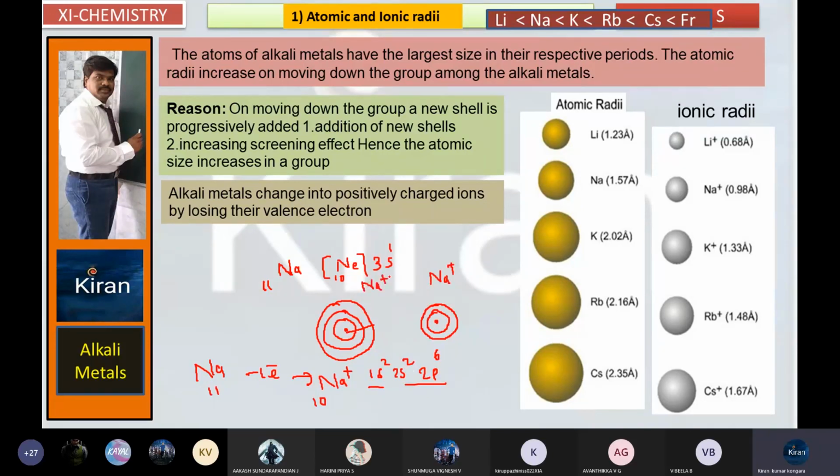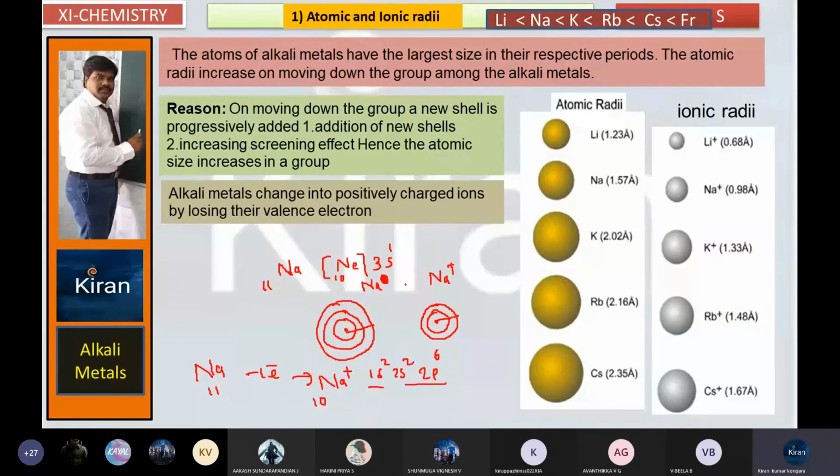Which is bigger in size, my dear students? This is sodium atom. There is no charge. Sodium atom is bigger in size because it has 3 shells. Sodium ion having only 2 shells, it has less atomic size. Anyhow, what is the ionic radius of sodium ion? It means the distance between the center of the nucleus to the second shell only.